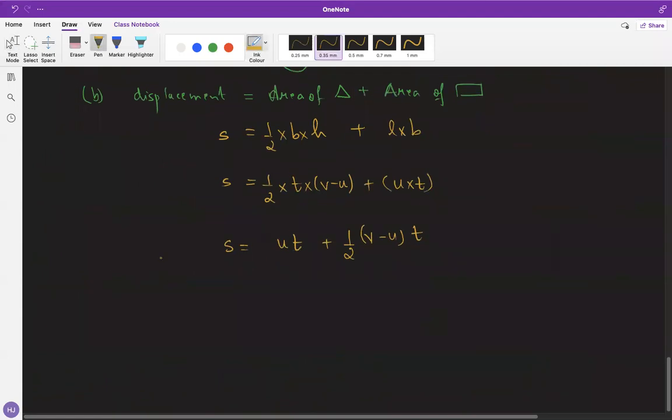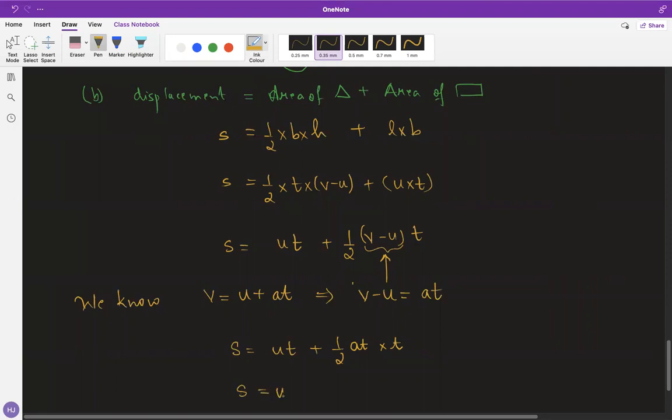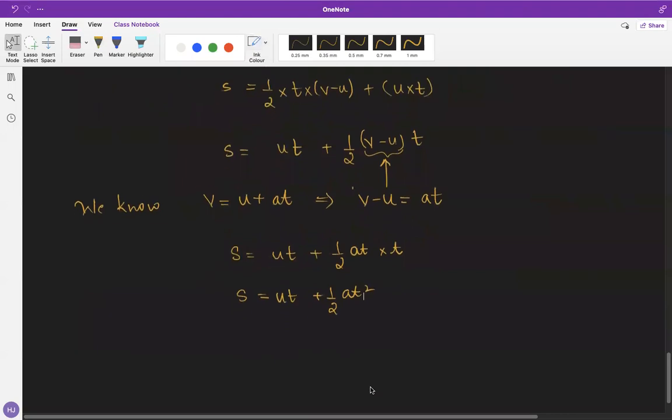But what do we already know? We know that v is equal to u plus at. And from here, we can write v minus u is equal to at. We'll substitute this equation right over here in place of this. So we'll get s is equal to ut plus half at into t, which brings down the final equation as s equals ut plus half at square.